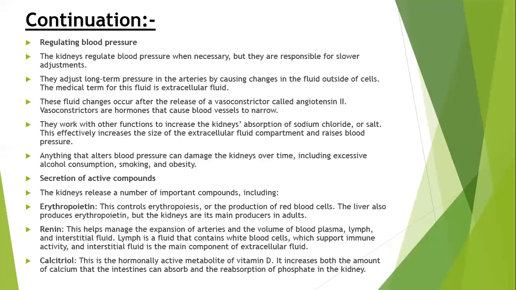Secretions of active compounds: the kidneys release a number of important compounds, including erythropoietin, which controls erythropoiesis, the production of red blood cells. Renin, whose cells manage the expansion of arteries and the volume of blood plasma, lymph, and interstitial fluid. And also calcitriol, the hormonally active metabolite of vitamin D. It increases both the amount of calcium that the intestine can absorb and the reabsorption of phosphate in the kidney. That's why all the nutrients are important, like sodium, potassium, phosphorus, calcium. All things are very important.